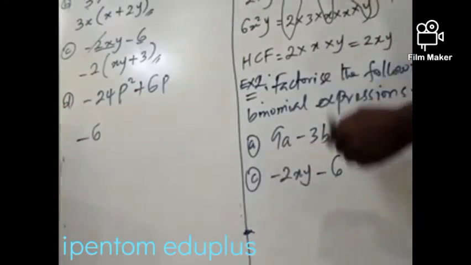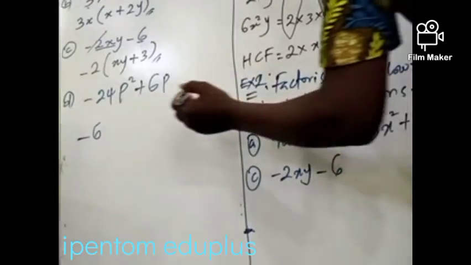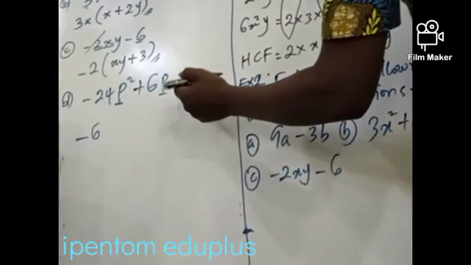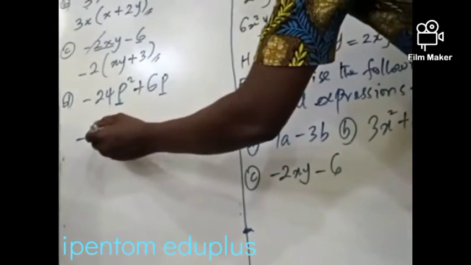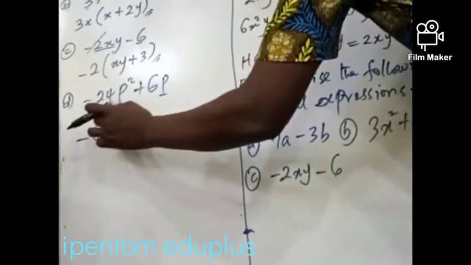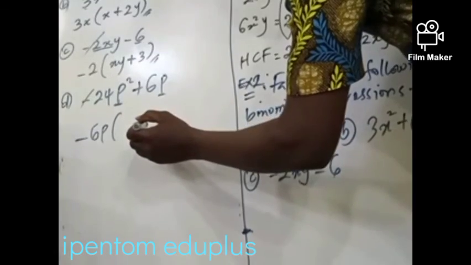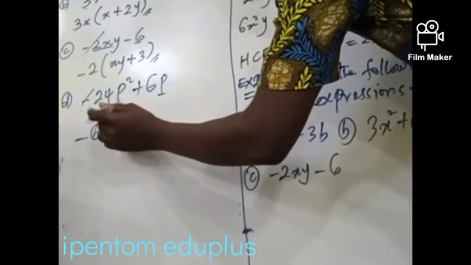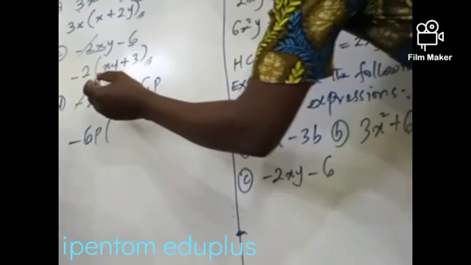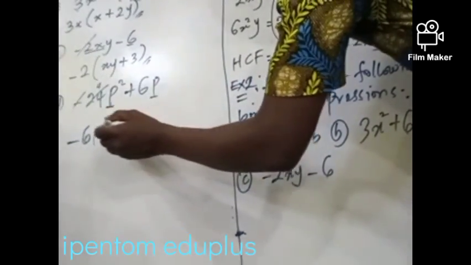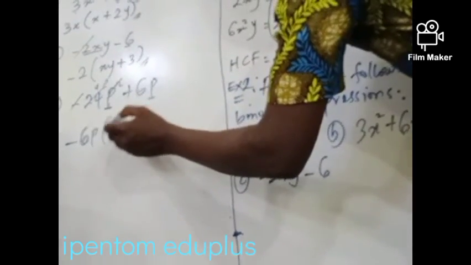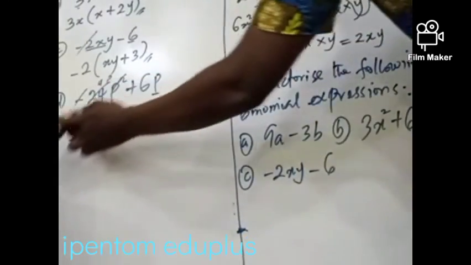So we have picked the highest common factor for the numbers. Then let's look at the letters. We have p squared here. We have p here. p squared cannot go in p, but p can go in p squared. So we pick p. Then open a bracket. Minus, we cancel minus. 6 goes in 24, we have 4. p will go in p squared, we have p. So we are going to have 4p, then plus divided by minus.